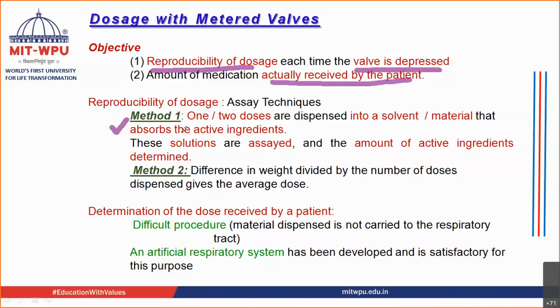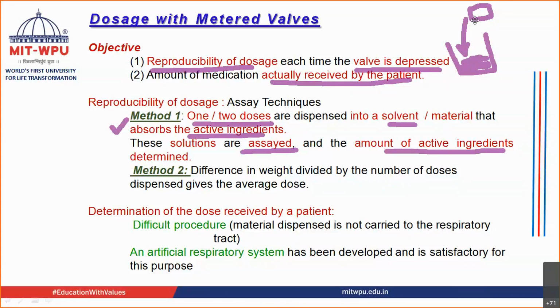Now how do you do it? The first method that you use is to usually dispense one or two doses. You press the container into a solvent material. So you have a solvent, you have this metered dose inhaler, you depress it, and the contents are taken inside the solvent. Then you carry out the assay and determine the active ingredient. So how much active ingredient is going into this solvent system is determined with the help of the assay. That assay gives you the amount of active ingredient coming out of the metered dose inhaler. The second method is by calculating the difference of weight and dividing by the number of doses.